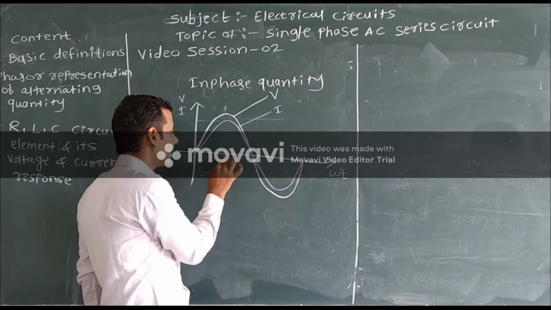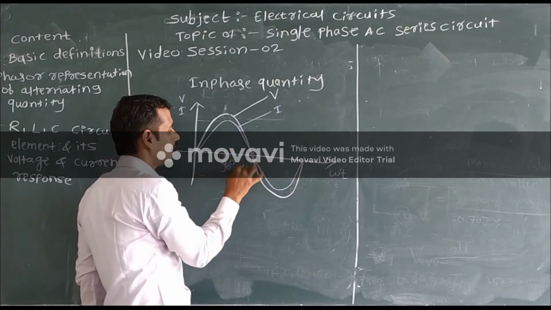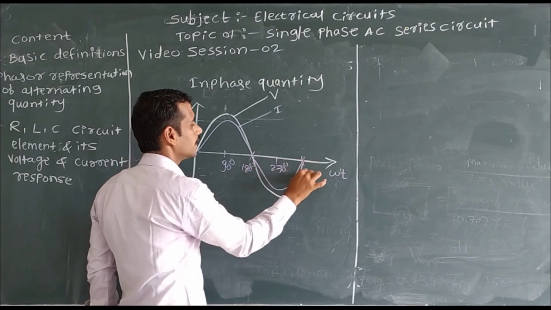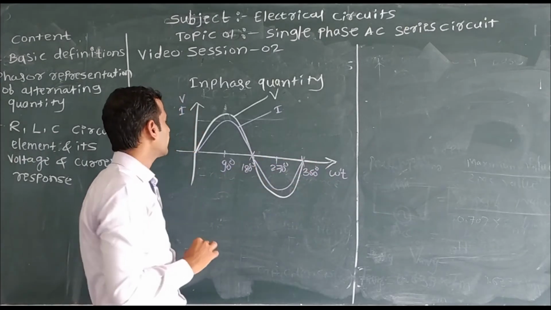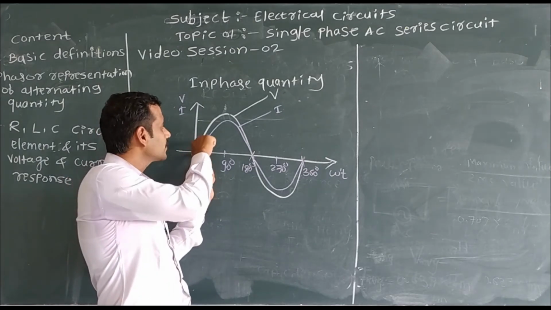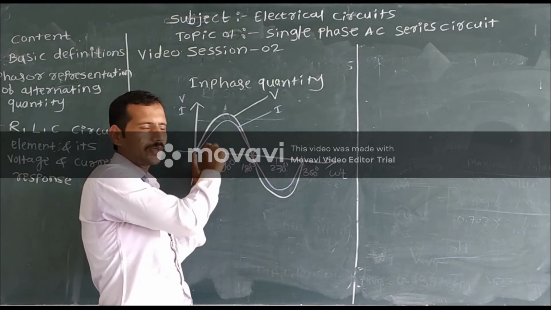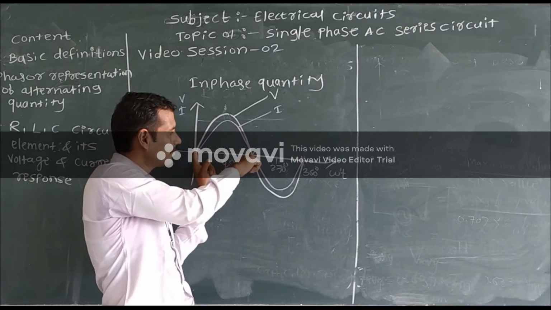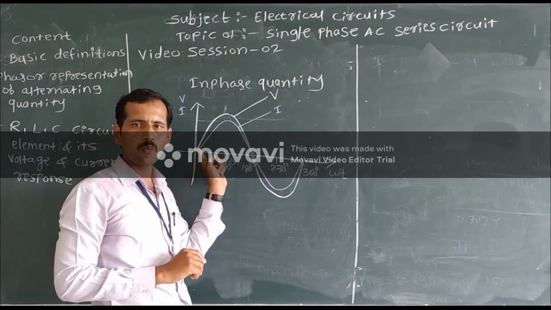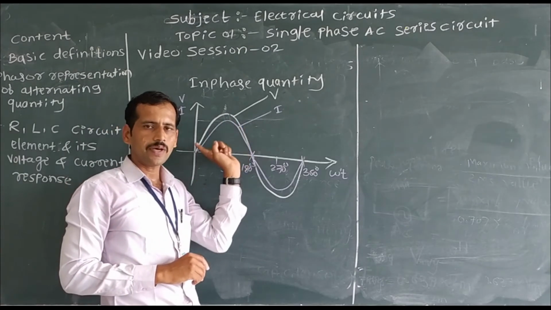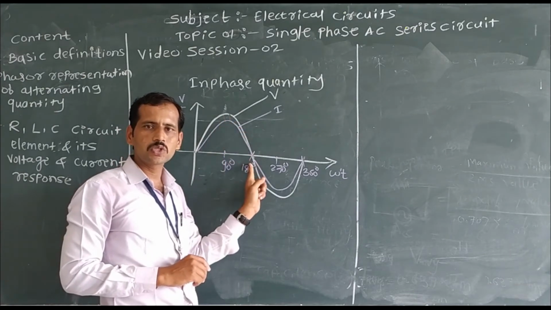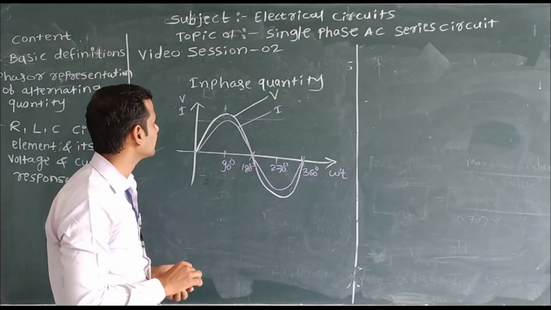Means here 90 degree, here 180 degree, 270 degree, 360 degree. If two alternating quantities start, reach their zero and reach their maximum value at the same time, then it is known as in phase quantity. So both will start at a time, both will reach zero at a time, both will reach maximum at a time, again both will reach zero at a time. That is known as in phase quantity.